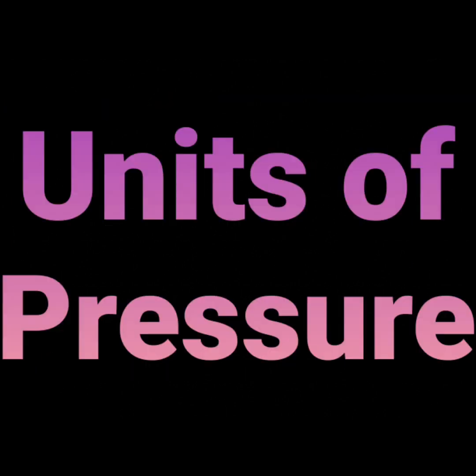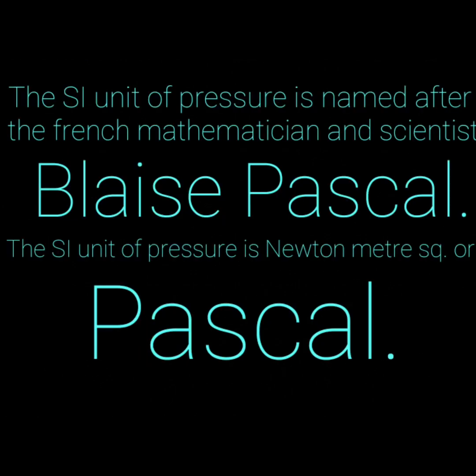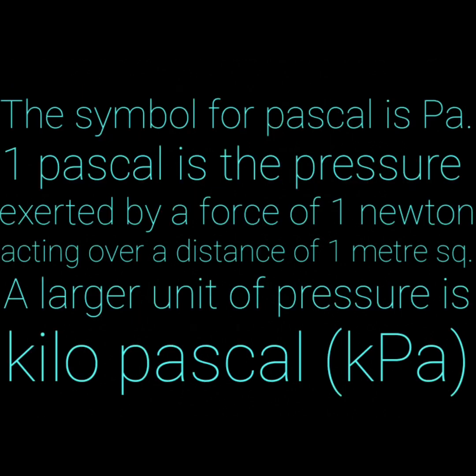Let us now have a look at the units of pressure. The SI unit of pressure is named after the French mathematician and scientist Blaise Pascal. The SI unit of pressure is Newton per meter square or Pascal. The symbol for Pascal is Pa. 1 Pascal is the pressure exerted by a force of 1 Newton acting over an area of 1 meter square. A larger unit of pressure is kilopascal or kPa.